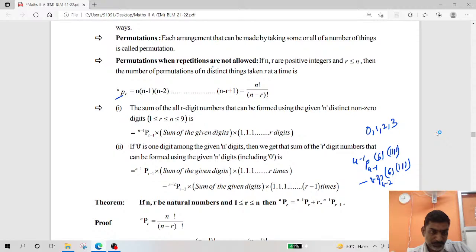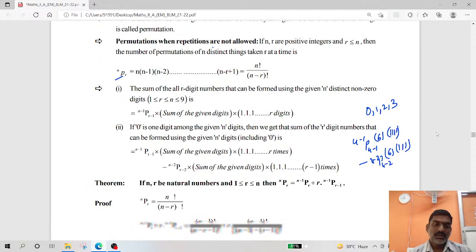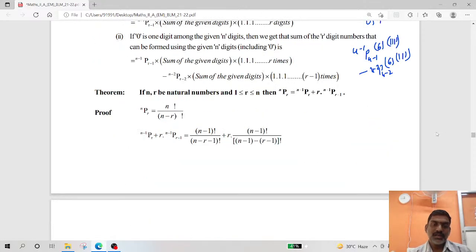And if you see the properties here: if n and r are natural numbers and 1 is less than or equal to r, which is less than or equal to n, then nPr is equal to (n minus 1)Pr plus r times (n minus 1)P(r minus 1). First, nPr is n factorial divided by n minus r factorial. That is what we have to prove: it equals (n minus 1)Pr plus r times (n minus 1)P(r minus 1).